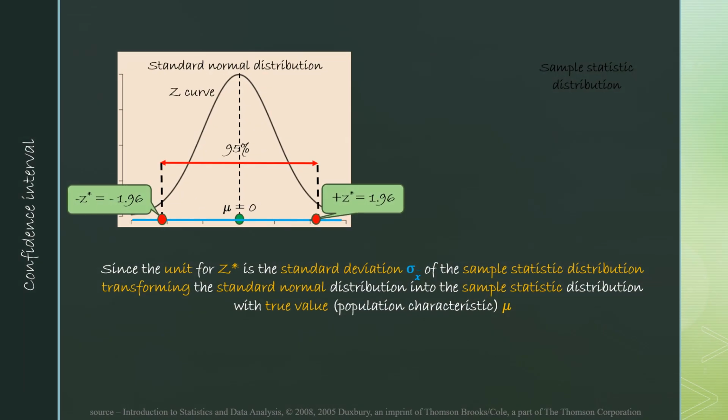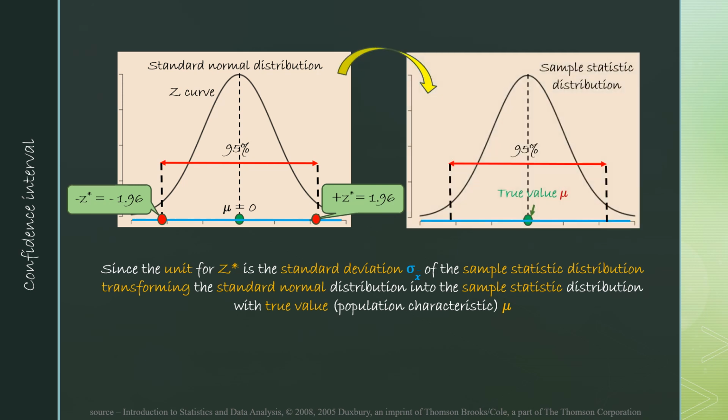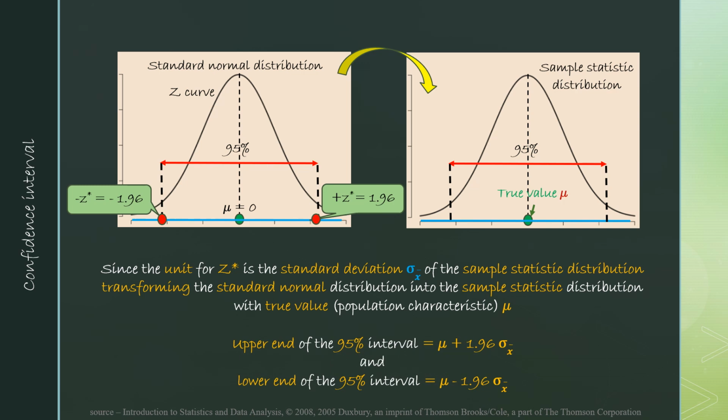Since the unit for z star is the standard deviation sigma x bar of the sample statistic distribution, transforming the standard normal distribution into the sample statistic distribution with true value, in other words the population characteristic mu, we have this: the upper end of the 95% interval equals mu plus 1.96 times sigma x bar, and the lower end of the 95% interval equals mu minus 1.96 times sigma x bar.